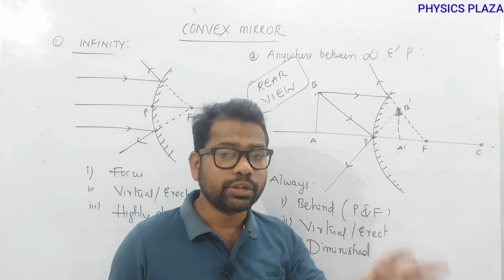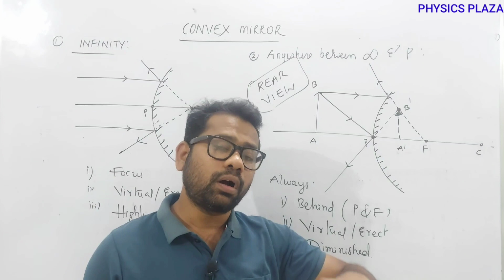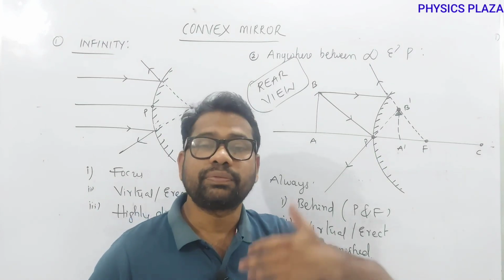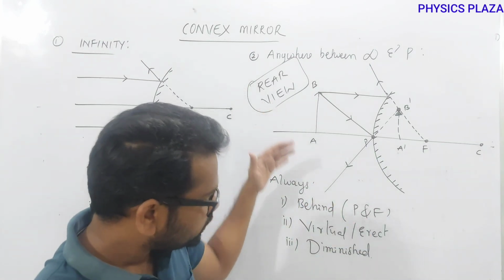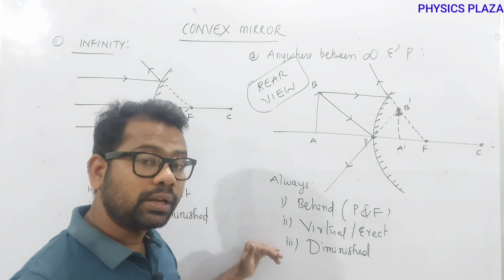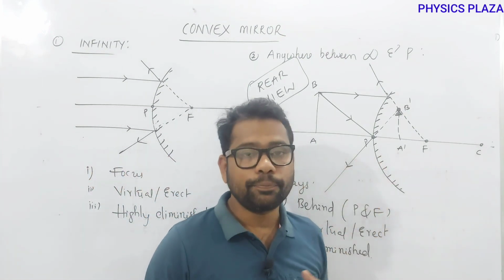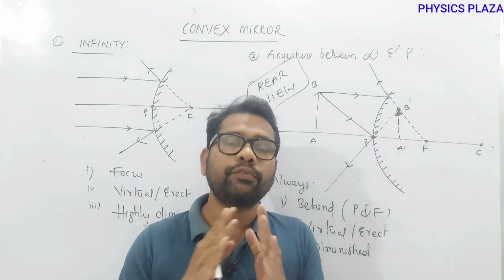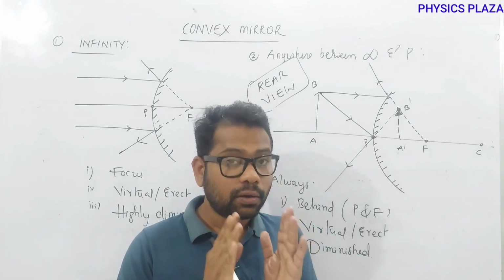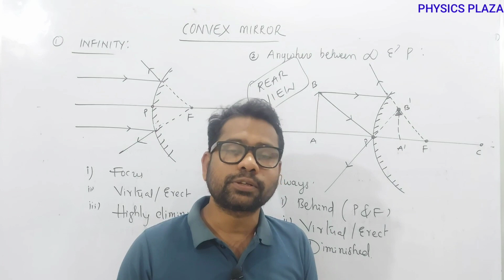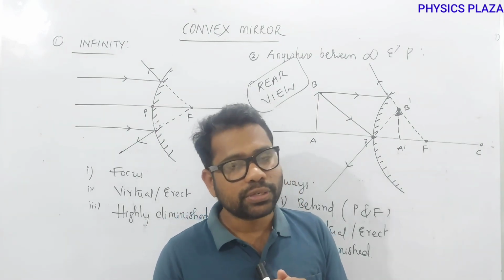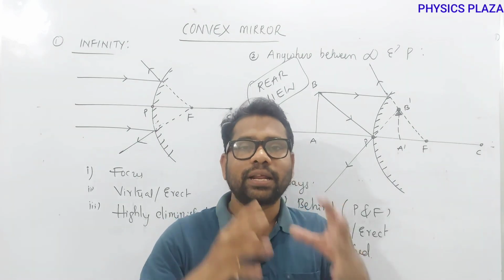In the exam they may ask you a question: explain how you can say that convex mirror is preferred as a rear view mirror. So you have to draw this ray diagram and you have to write these points. The two reasons I said: it gives a virtual diminished image near the mirror, and the second one is its field of view is more. Because of these two reasons only, convex mirror is preferred as a rear view mirror.